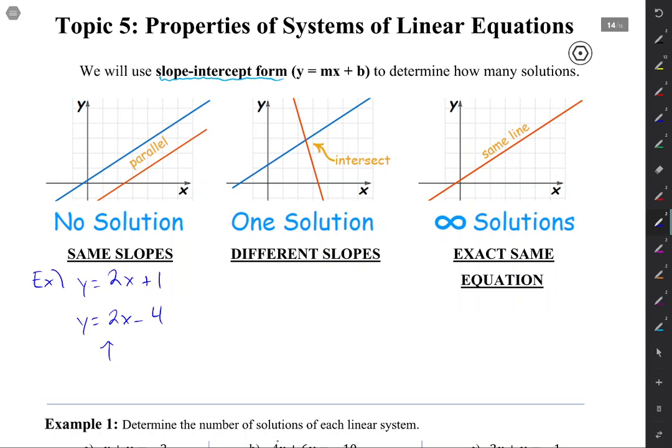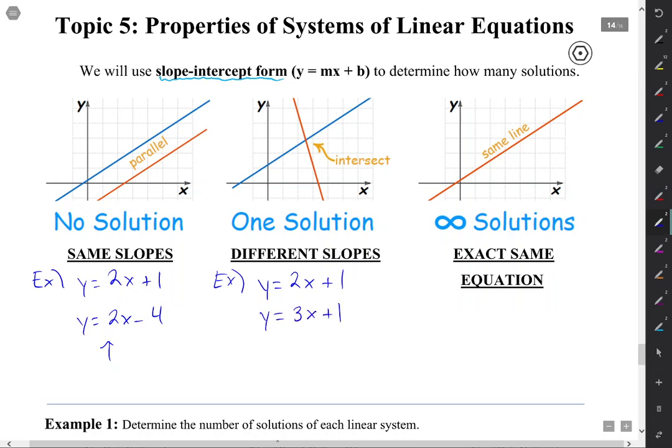Now, one solution would be two lines that have different slopes. It doesn't matter what kind of different slope, as long as they're different, they will meet eventually once. So an example of this could be y is equal to 2x plus 1 and y is equal to 3x plus 1. So here they have different slopes, but they have the same y-intercept. Now the y-intercept doesn't matter for this.